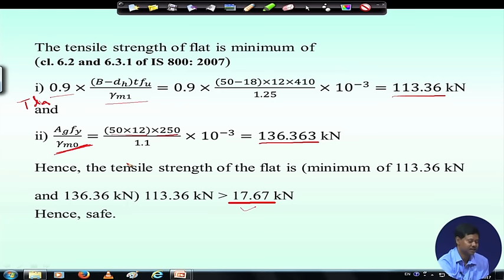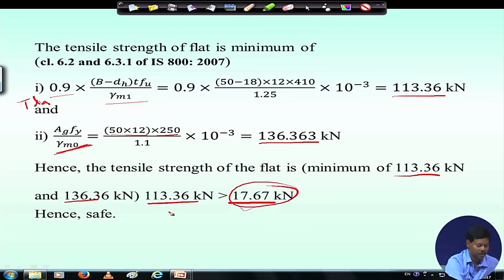So, the tensile strength of the flat will become the minimum of this 113 and 136, that means 113.3636 kilonewton, and this is greater than the tensile force coming in the lacing bar. So, this design is okay. I have already mentioned that if the design is not okay, then we have to change the dimension of the lacing, so that the design strength becomes more than this 17.67 kilonewton.